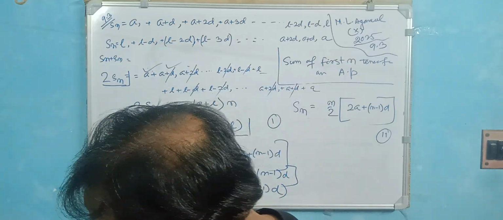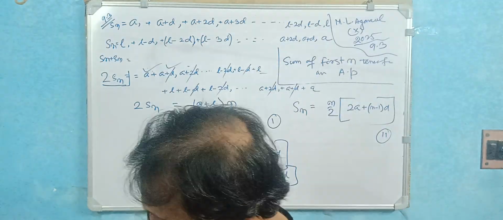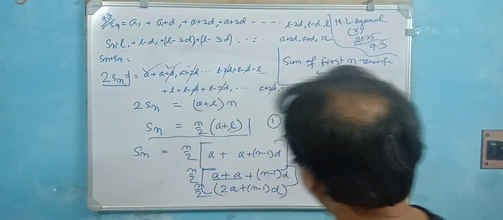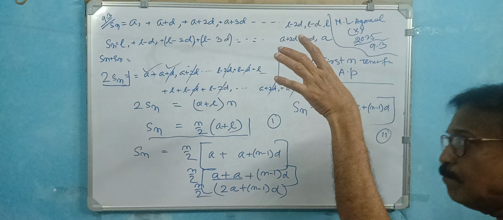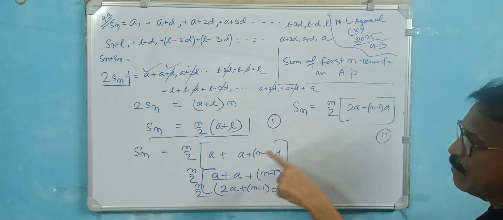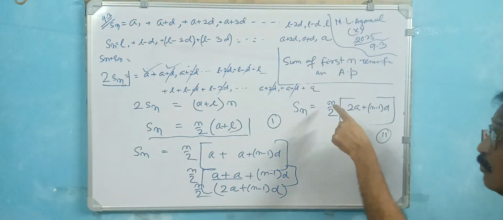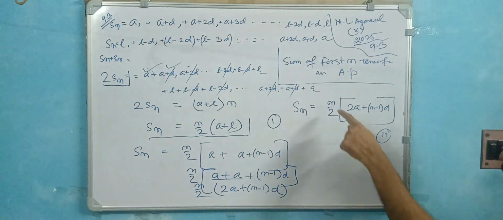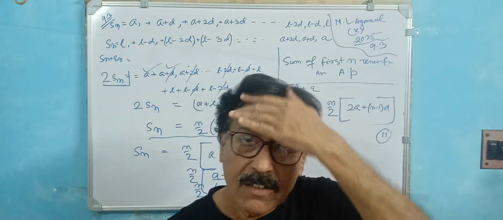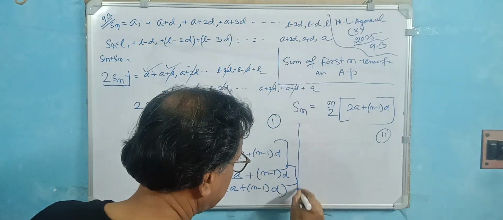First formula is Sn is equal to n by 2 (a + l). And the second formula is Sn is equal to n by 2 (2a + (n - 1) into d). Which one is given? On the basis of this, you just apply the two formulas. When the first term is given, number of terms is given, and the last term is given, use this formula. When the common difference and number of terms are given, there is no last term, then use this formula. Clear? So suppose, give an example.